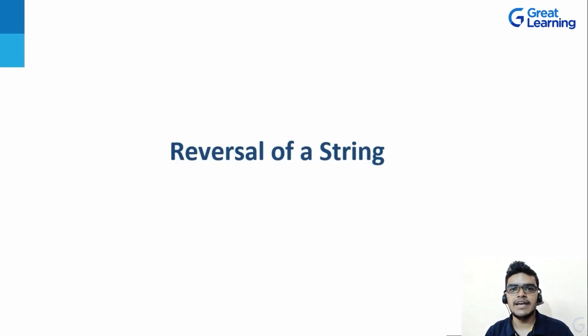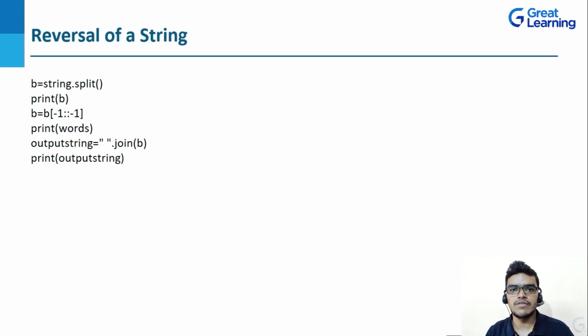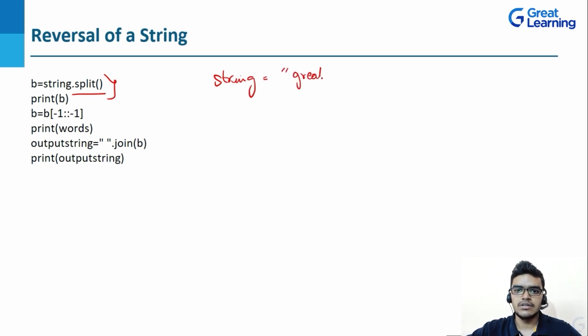So the next program that we are having is the reversal of a string. So let's understand the logic of reversal of a string. Here you can see that we are having a split method, or you can say split function. So what I will do, I will first create a string, and I will write here great learning, right? So this was my string. What I will do now, I will convert this string into a list. So that's why I'm using a split method, and after that I will print it.